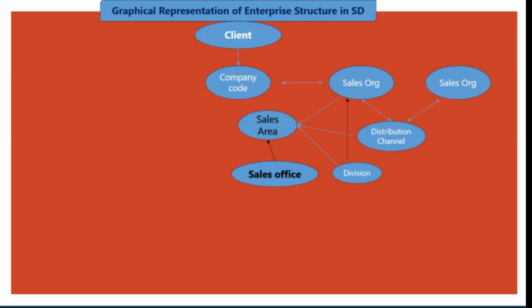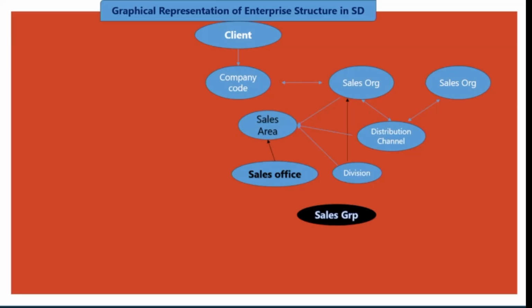And a sales office establishes the contact between the company and your local market. It may be further broken down into different groups that are called sales groups. The sales office is an optional organizational element in our system, but customer master maintenance is required for reassigning customers to a sales office during a reorganization or realignment.